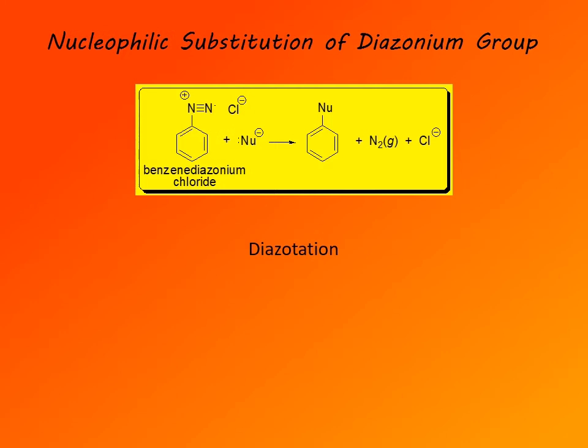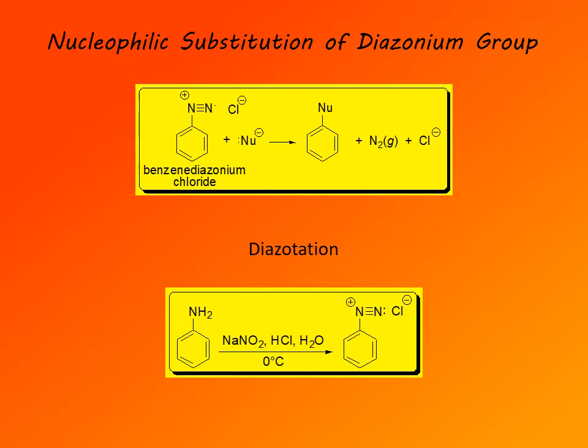Diazonium salts are prepared in diazotation reactions. Diazotation reaction involves reaction of amino group, so simplest compound will be aniline, with nitrous acid. But nitrous acid itself is unstable. It cannot be prepared and isolated. Instead, we prepare nitrous acid in situ. In situ means in the reaction mixture.